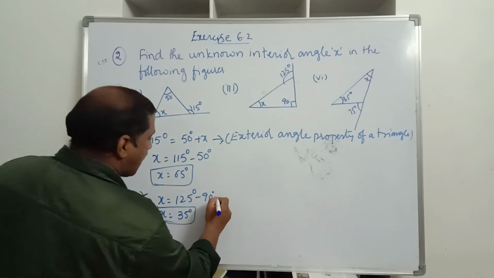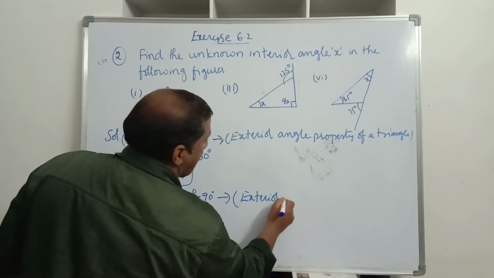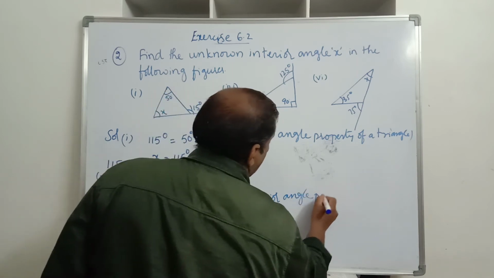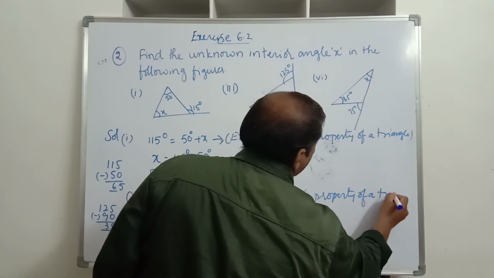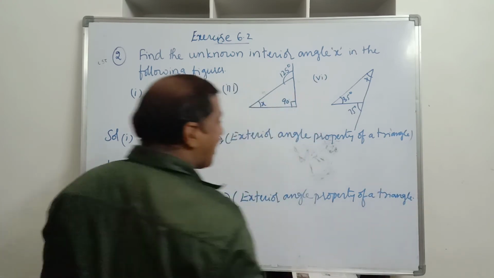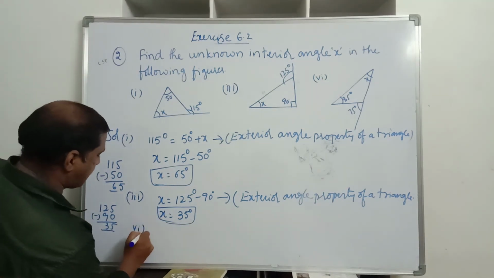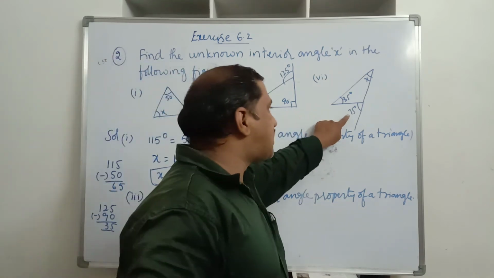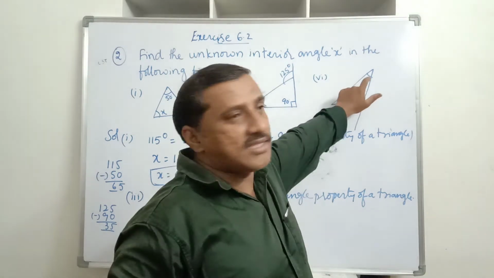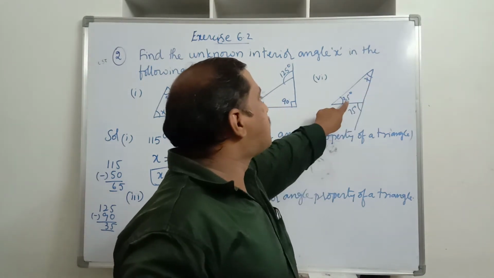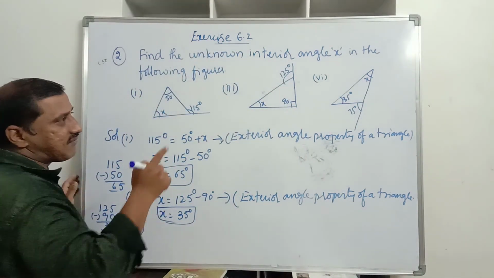So again here, what property did we use? The same property, the exterior angle property of a triangle. Now to find x in the sixth sum: the exterior angle is 75 degrees, the known interior angle is 35 degrees, and the unknown interior angle is x. So to find x, what do we have to do? Subtract 35 from 75 degrees.